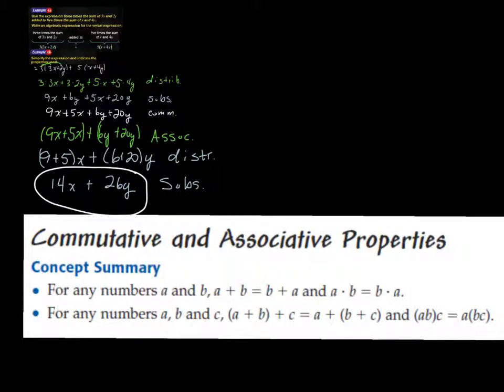The two properties we looked at were the commutative and associative properties. So for the commutative property, we can move things around. For any numbers a and b, a plus b is the same as b plus a, or a times b is the same as b times a. And for the associative property, we can change where the parentheses are in the same order.